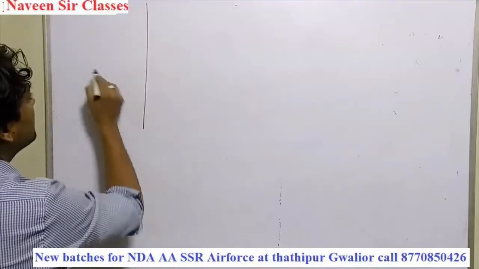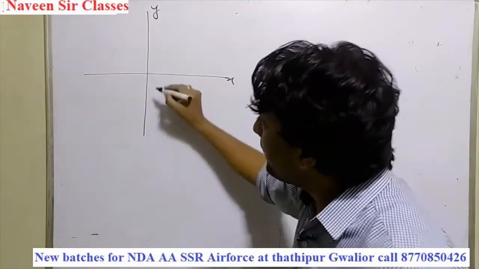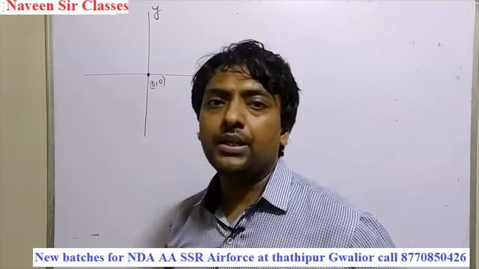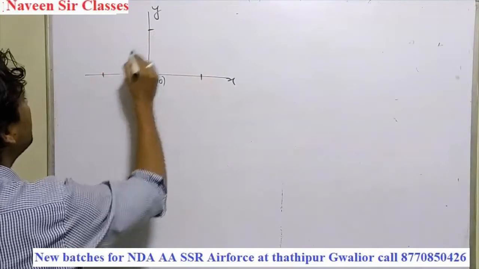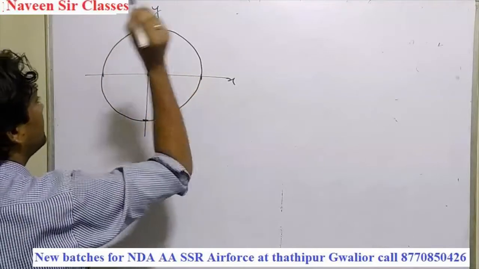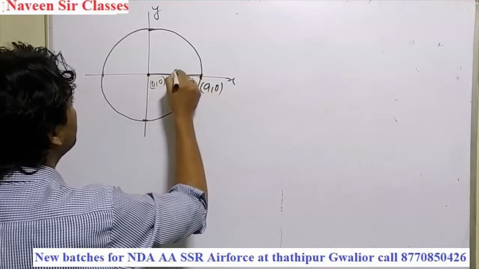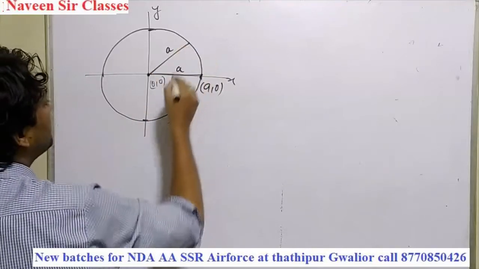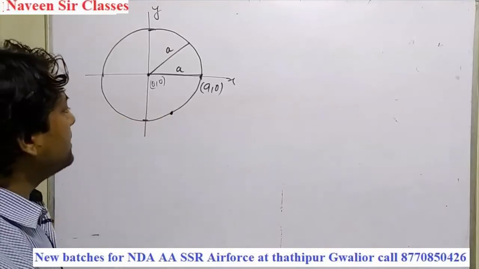This one is the x axis and this one is the y axis, and here is the origin 0, 0, and the radius of the circle is a. So this is our circle, with center 0, 0 and radius a. And suppose there is a point, this one, and we have to find out the equation of the tangent.